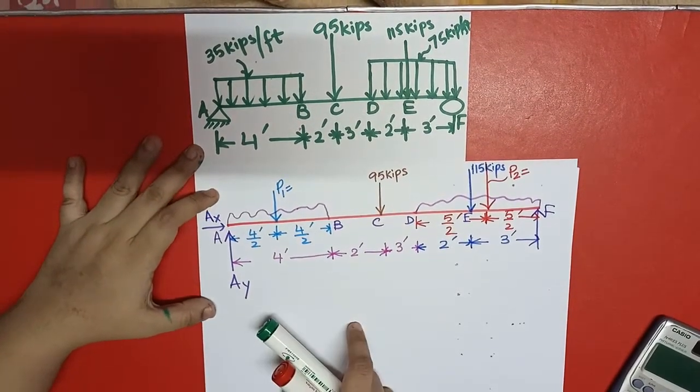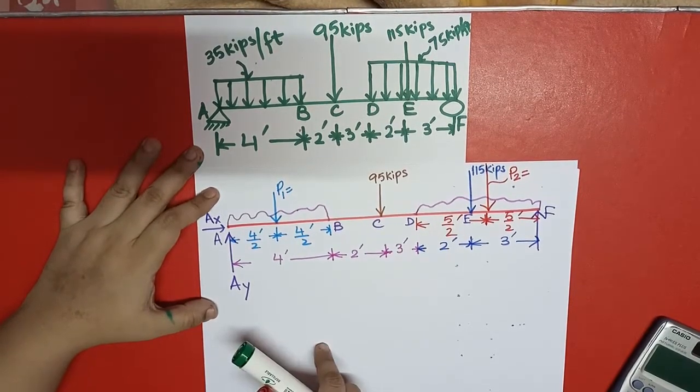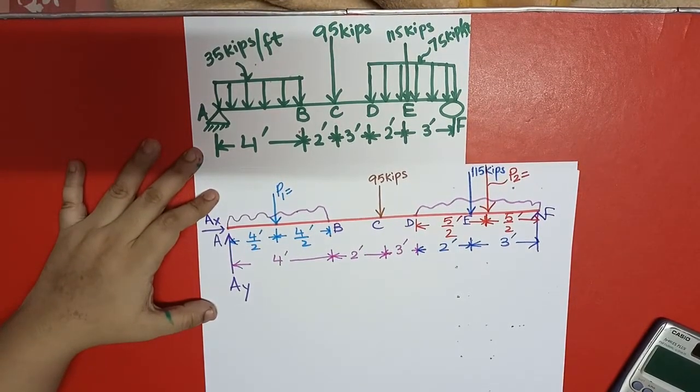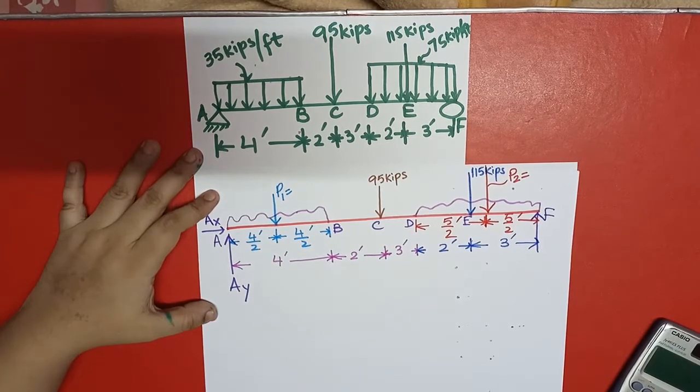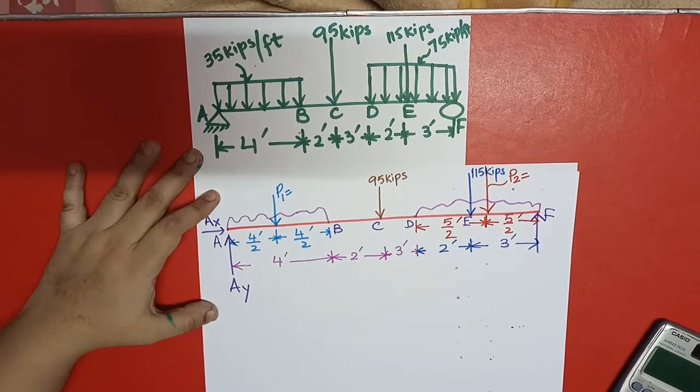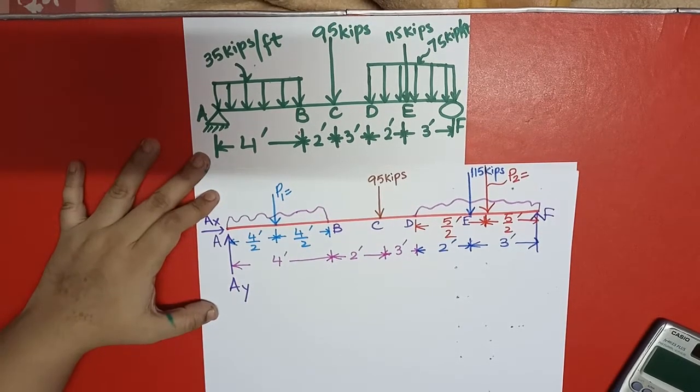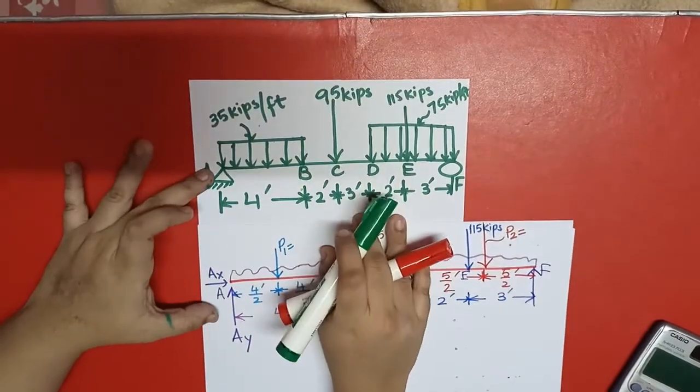Hello friends, now there is another numerical. It's a simply supported beam on which I have to calculate support reactions. So how can we calculate support reactions? I have given this question in the test, so I just want to explain how you can solve it. This is the question given in the paper.